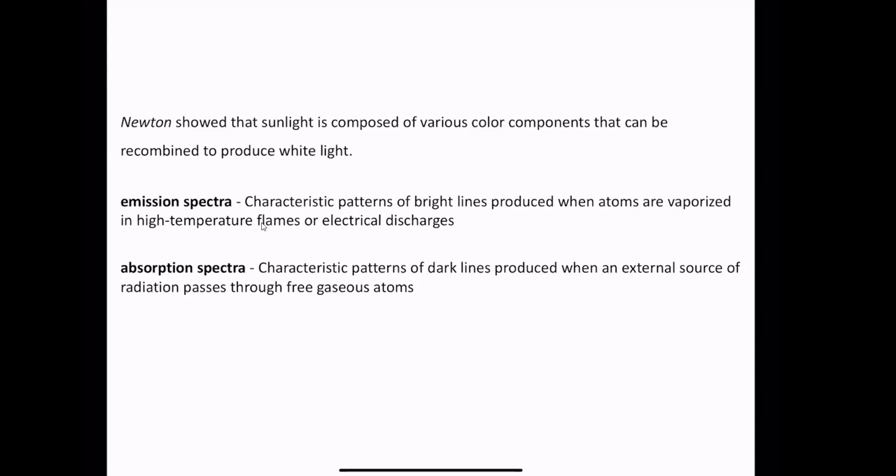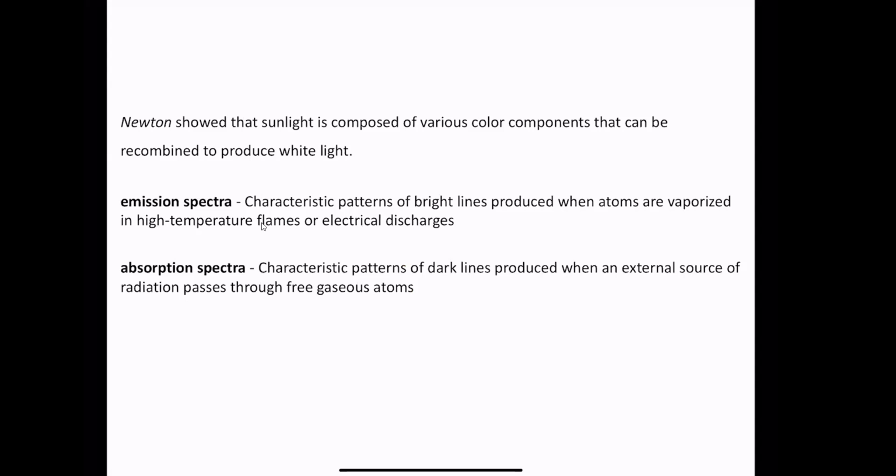Sunlight is composed of a bunch of light, right? We call it white light, so it's all the lights. It's red, blue, you know, all the colors are used and recombined to make white light from sunlight.